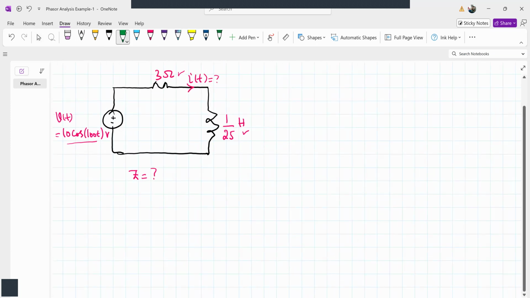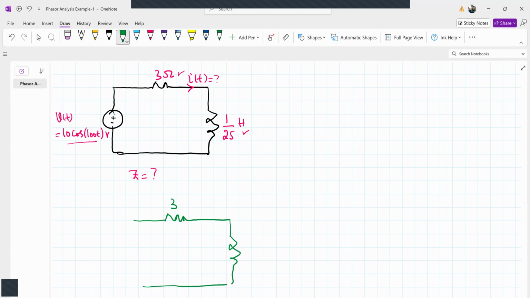What happens to a resistor in phasor domain? R is replaced by simply R, and inductor is replaced by j omega L, and the voltage source is replaced by simply 10. Phasor equivalent of this, the phase is 0. So 10 at an angle of 0 volts.